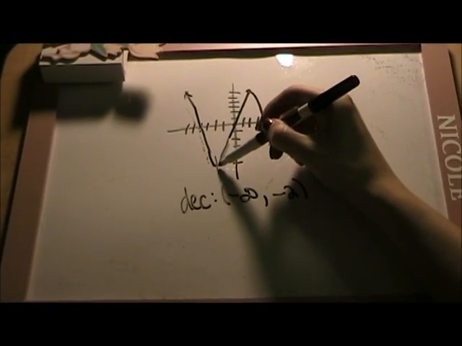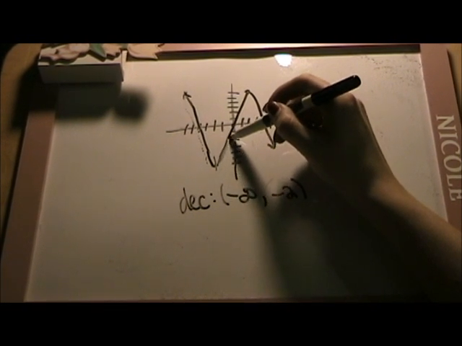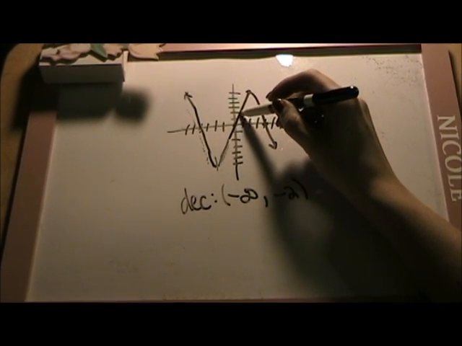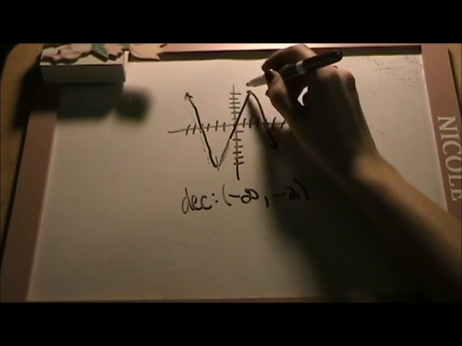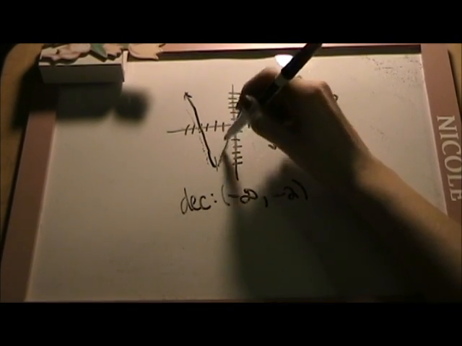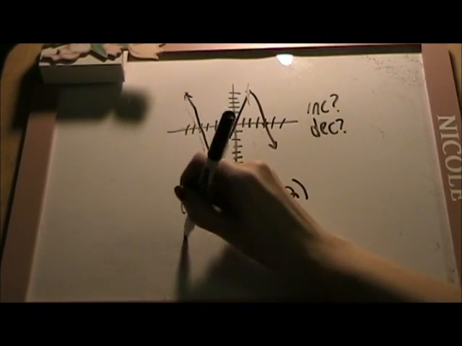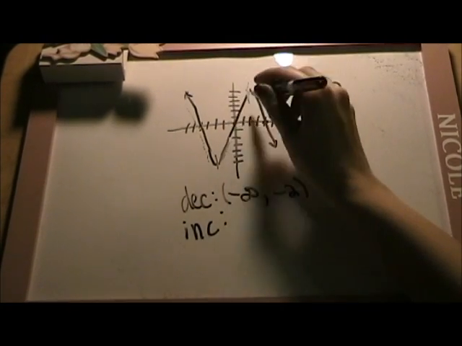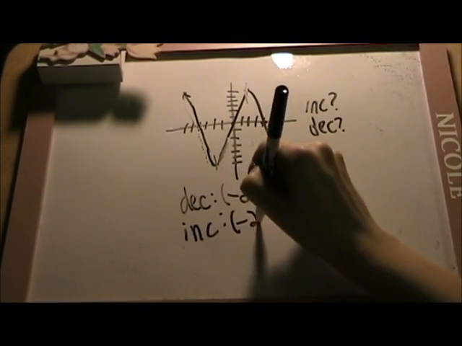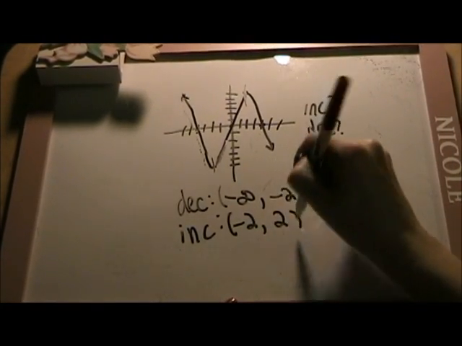Then I'm going to start at -2. We're going up, up, up, still going up, still going up. So we're increasing from here to here. Well, my domain for that section, -2 to +2.